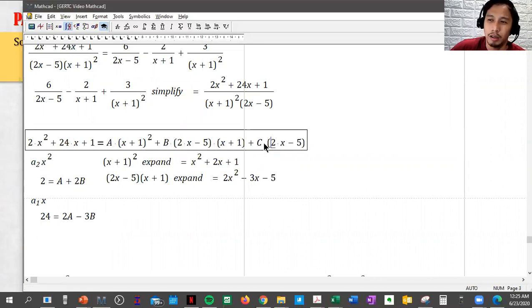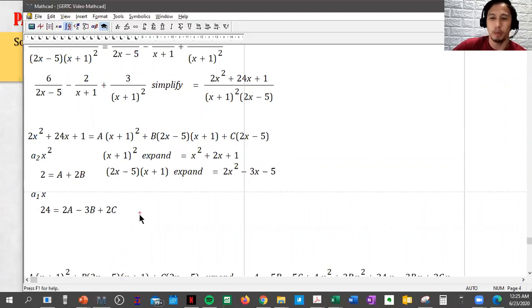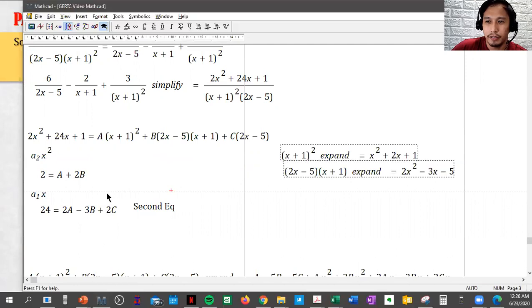This 2x, this is linear, no? Times c. So, meron pa itong plus 2c. Okay? So, that's the second equation. This is the second equation. The first equation is this one. Okay ba? First equation.